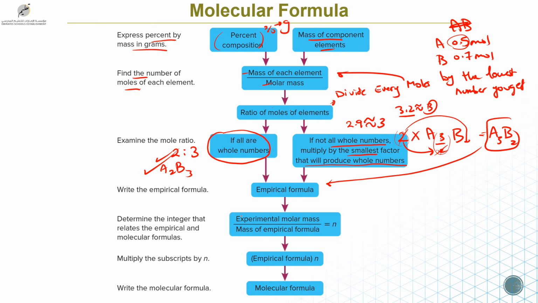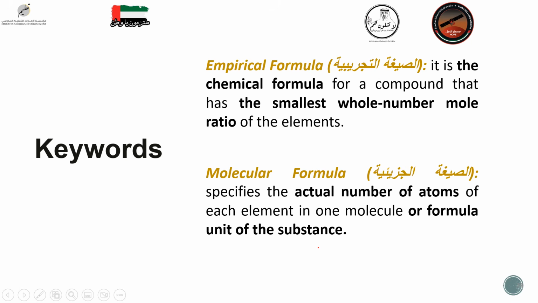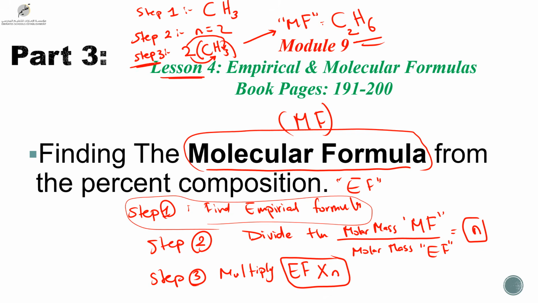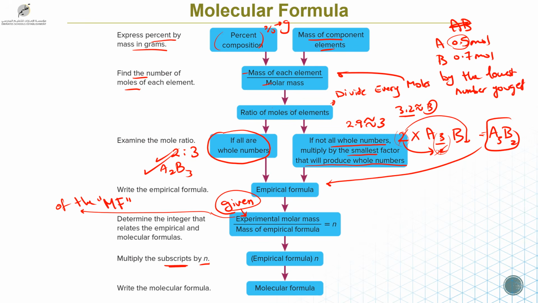Then divide the experimental molar mass, which is given in the question, of the molecular formula. It will be the molar mass of the molecular formula divided by the mass of the empirical formula. Then multiply the subscripts by n, as we saw here. Remember, this is what we saw here. We multiply this number by the empirical formula, and finally you get your molecular formula.